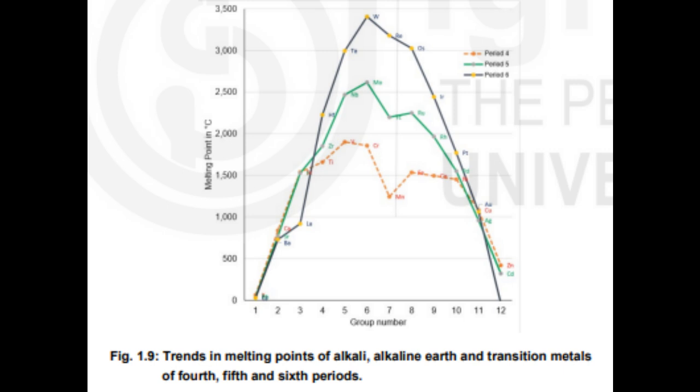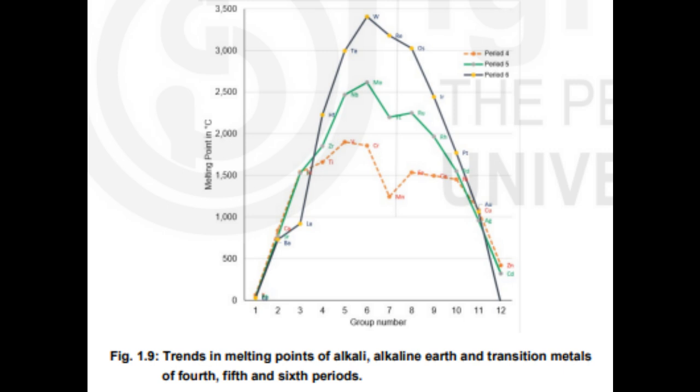The last three behave atypically because the d shell is complete, and d electrons do not participate in metallic bonding. The high melting points are in marked contrast to the low melting points for the s block metals Li, 181 degrees Celsius, and Cs, 29 degrees Celsius.